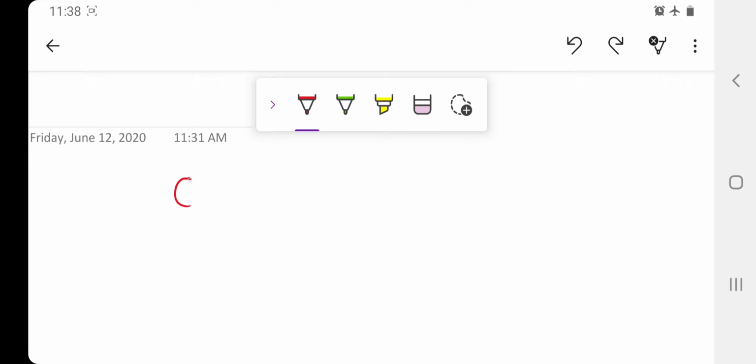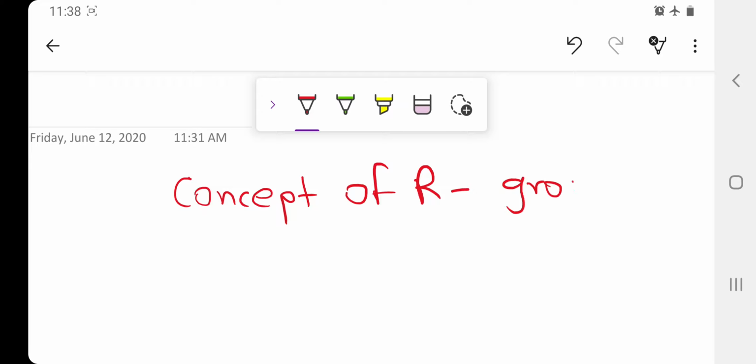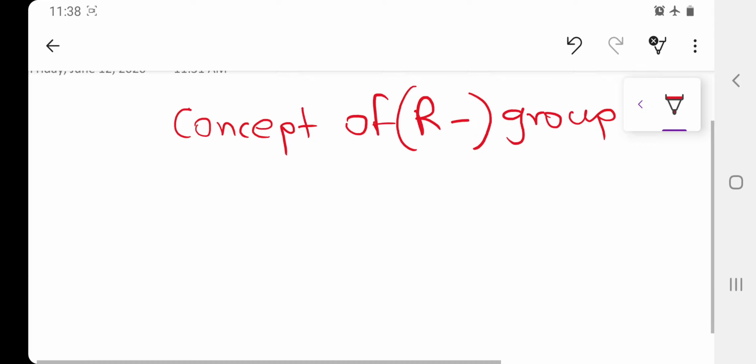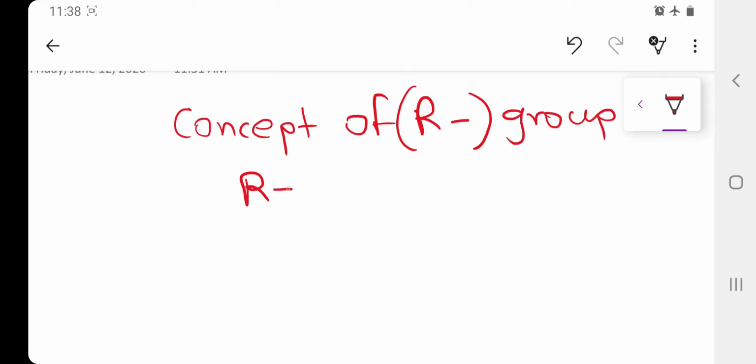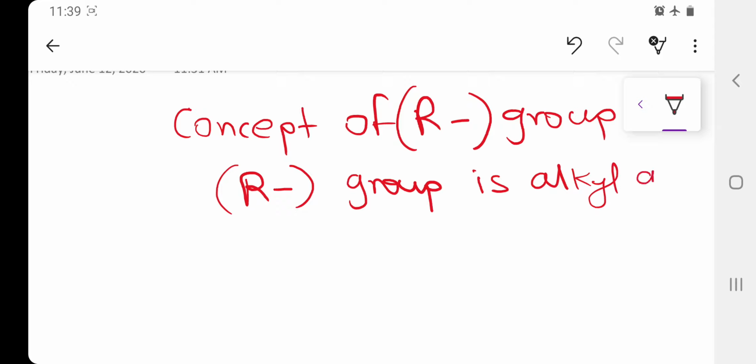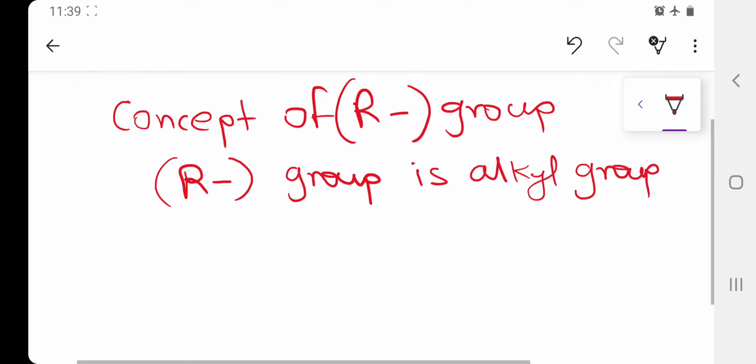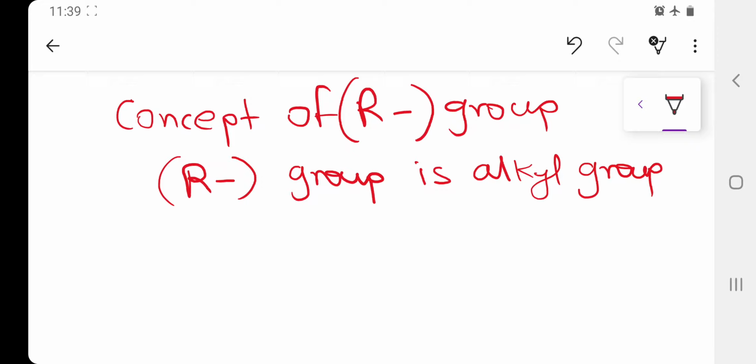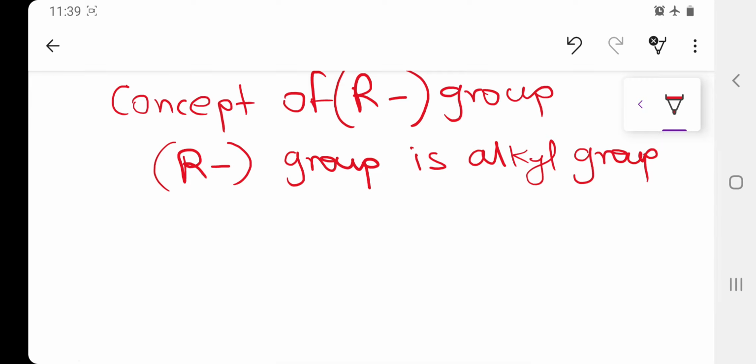Now in this video we are going to understand the concept of R group. This R group is called alkyl group that we'll study in this lecture. First, to understand the concept of this R group, that R group, I'm calling it as group, is alkyl group. Now for the purpose of understanding this R group, you must know something called alkane or basic alkane.